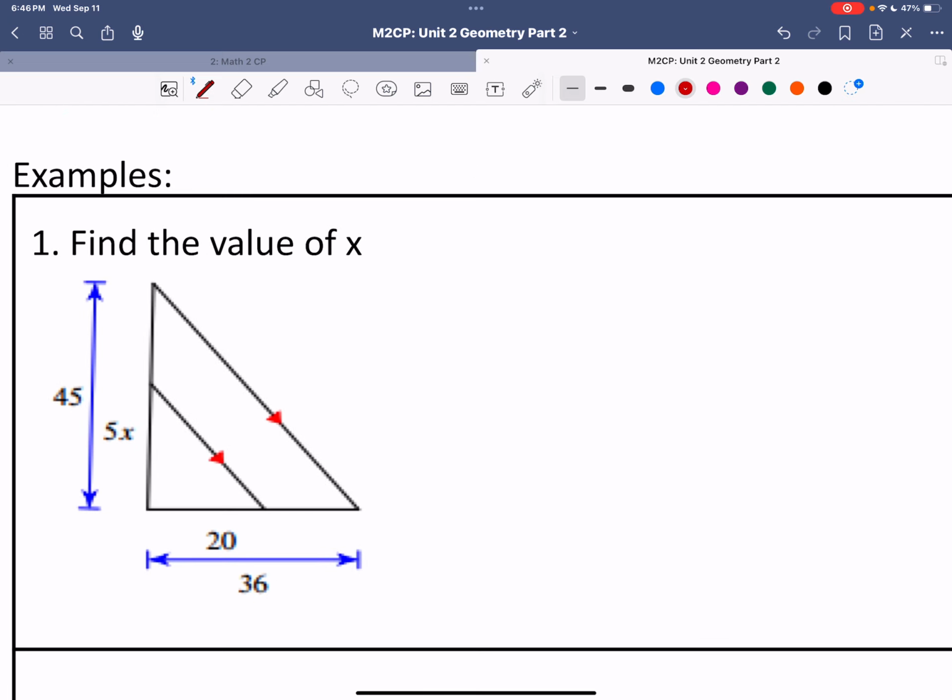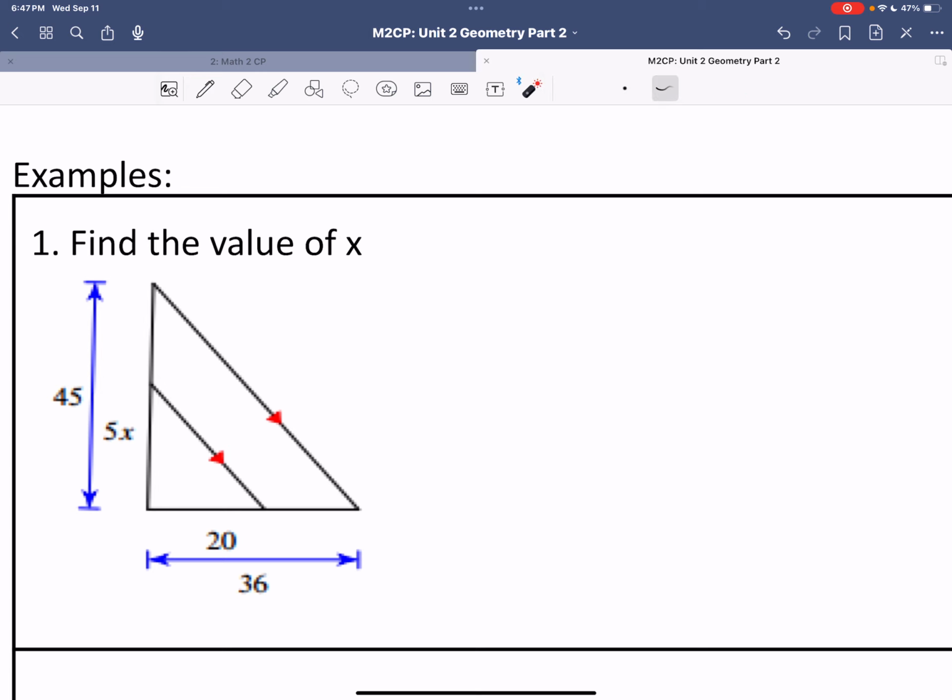So for this first one, this is a little tricky because it doesn't tell you the parts. We need to know this part and this part, because your parallel lines are here. And that's what that little triangle means, that they're parallel. So first I have to figure out what that section is, and then I have to figure out what this section is. So let's go ahead and get started.